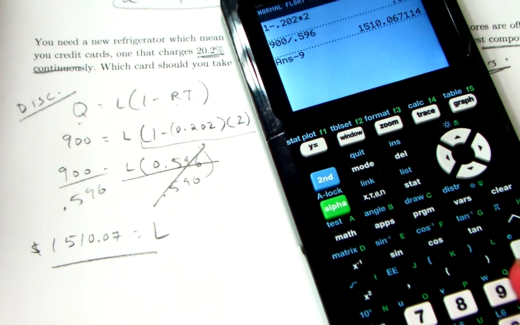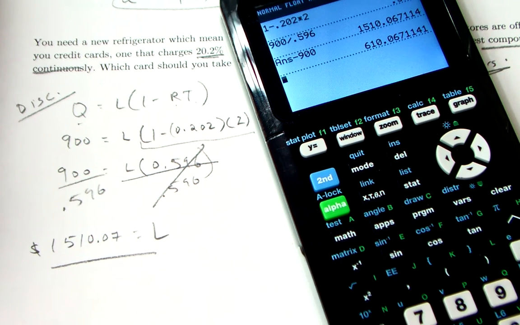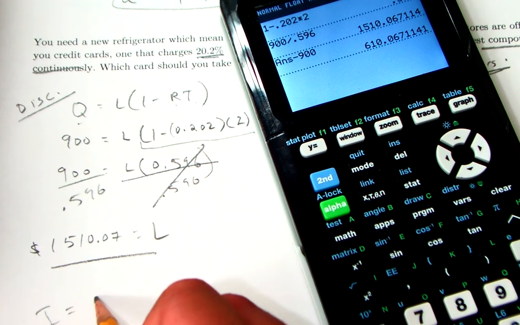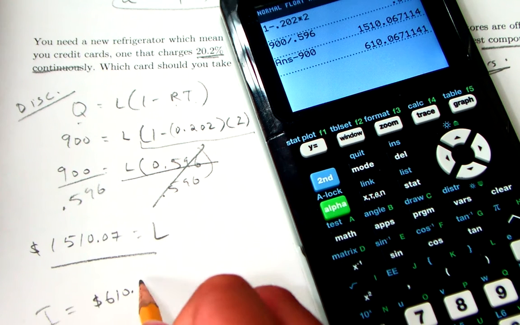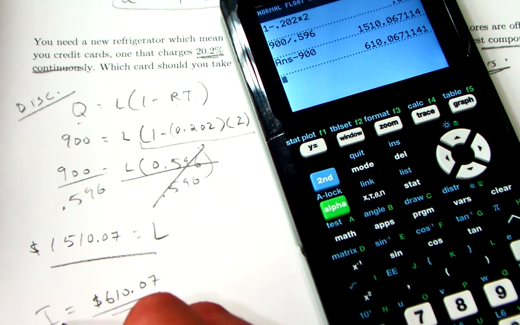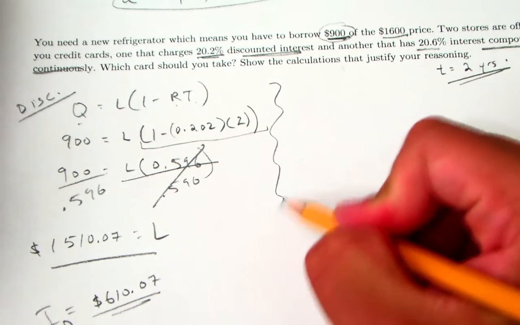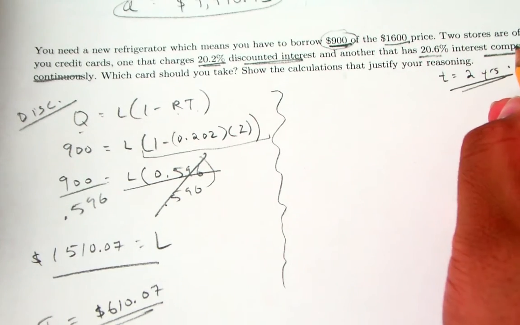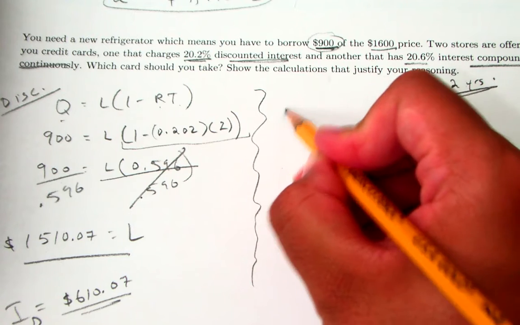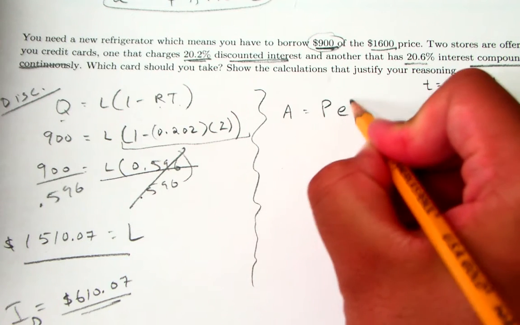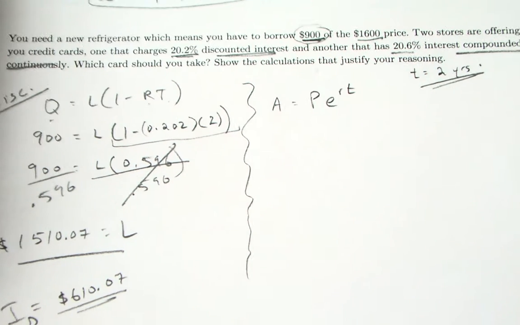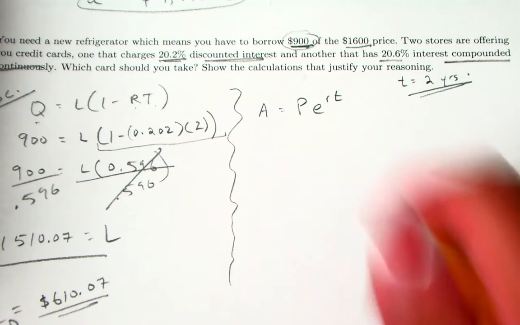Subtract the $900 that I received, and the actual interest is going to be $610.07. That's for the discounted method. The alternative approach being offered here is the continuously compounded interest. So the formula for that is this one right here, where e is the mathematical constant dealing with this concept.